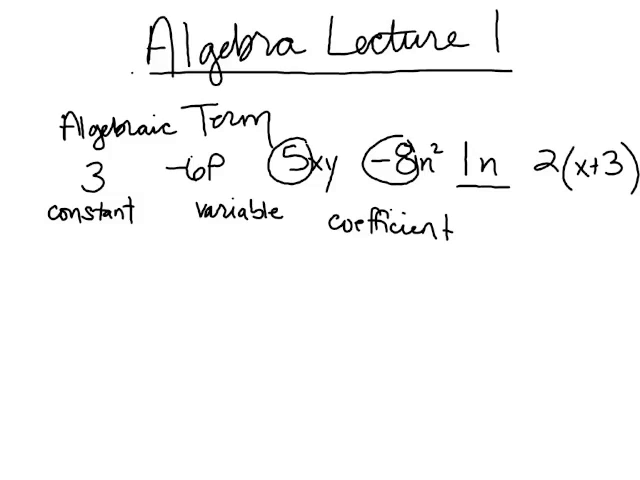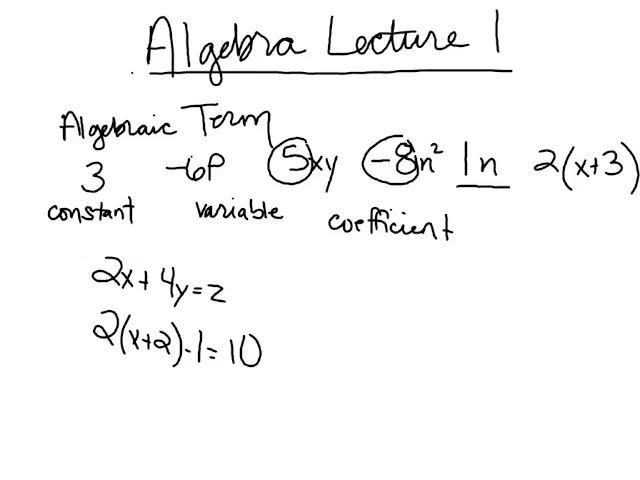So when we talk about algebraic expressions, you can have something like 2x plus 4y equals z. That's an algebraic expression. Or 2 times x plus 2 minus 1 equals 10. Those are both examples of algebraic expressions. So what we're going to start on is learning how to take word problems and translate them into math.